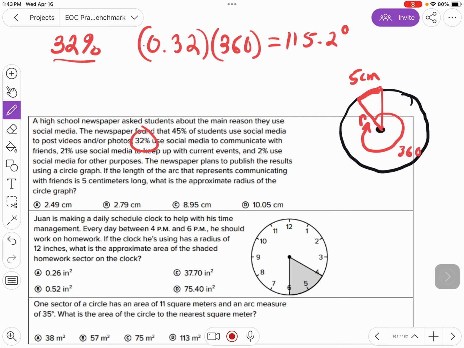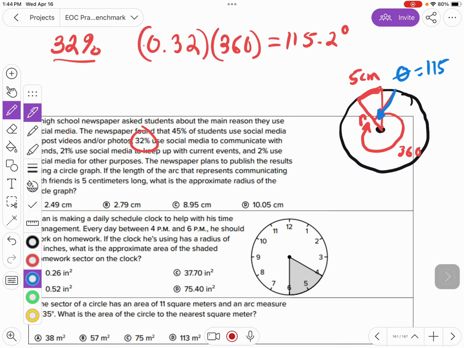115.2 degrees. That's how many degrees is represented in this arc. So let me mark this in a different color. This degree measure right here, theta, is 115.2 degrees. There are two ways I can go about solving this from here. I can set up a simple proportion, and this is the preferred method simply because it's probably going to be quicker and easier.